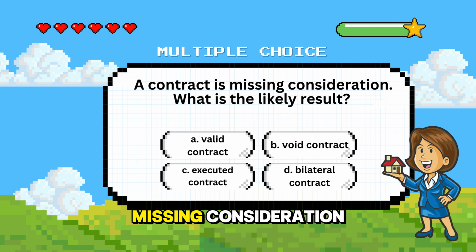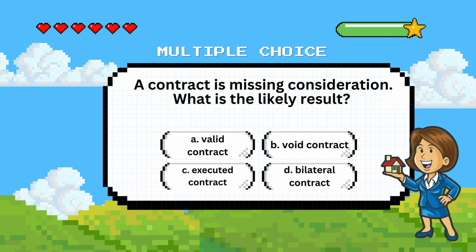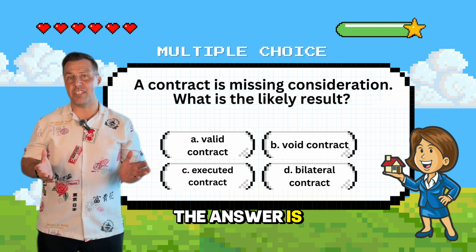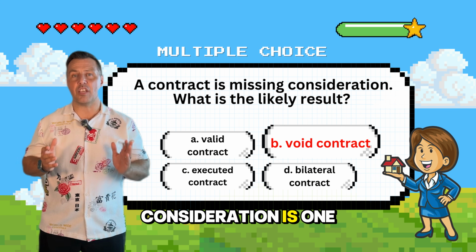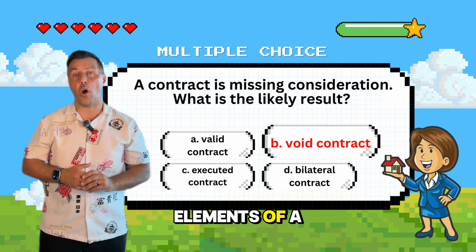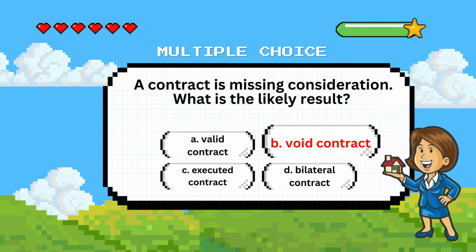A contract is missing consideration. What is the likely result? A. Valid contract. B. Void contract. C. Executed contract. D. Bilateral contract. The answer is B. It's a void contract. Consideration is one of the essential elements of a valid contract.